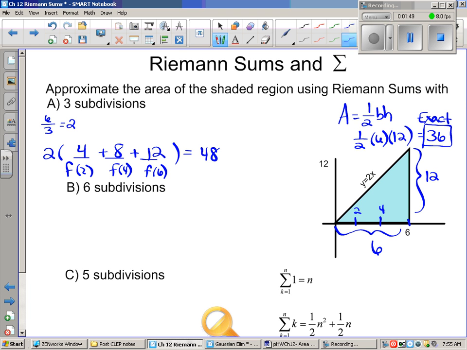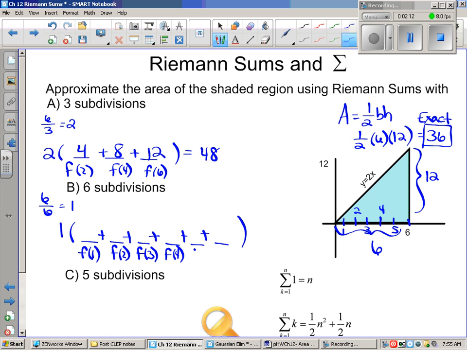Let's try 6 subdivisions. 6 divided by 6 is 1, and so the 1 would be on the outside. Again, 6 heights that we're going to figure out, and those bars would be at 1, 2, 3, 4, 5, and 6. So we're going to do f of 1, f of 2, f of 3, f of 4, f of 5, and f of 6. To do that, 1 times 2, so 2, 4, 6, 8, 10, 12. You add these together, and I'm getting 42. And of course, you notice we're getting closer to that 36 as we added those subdivisions.